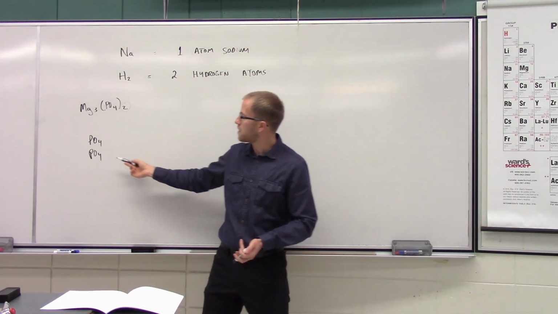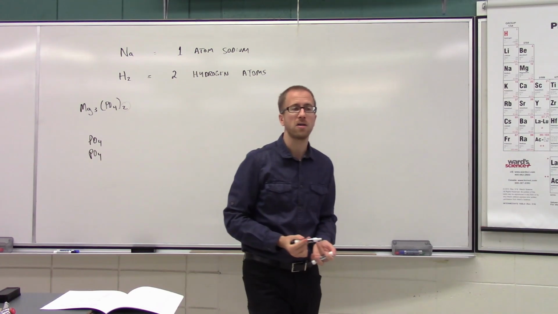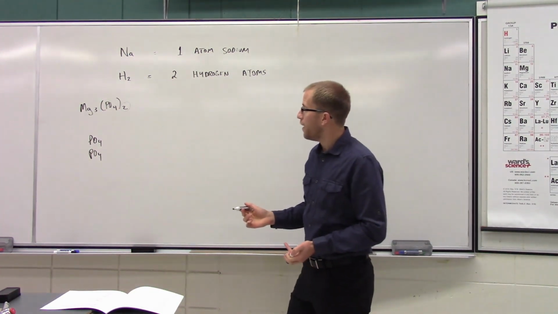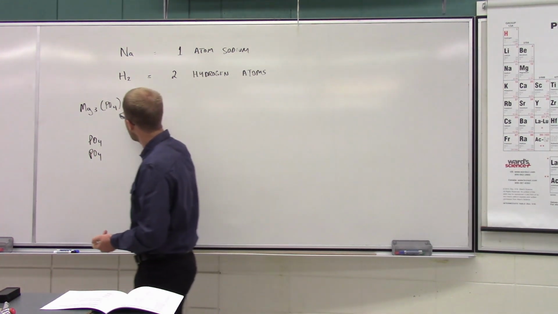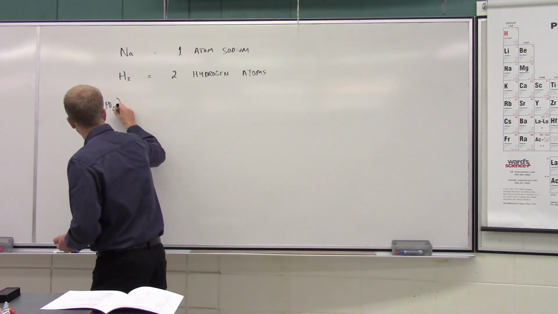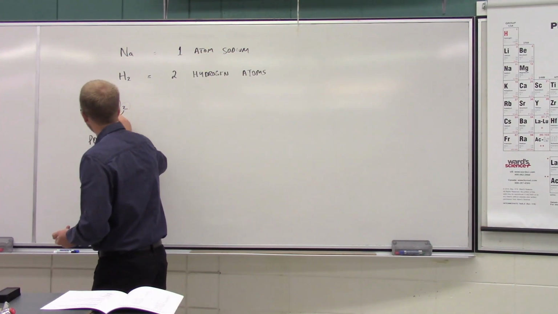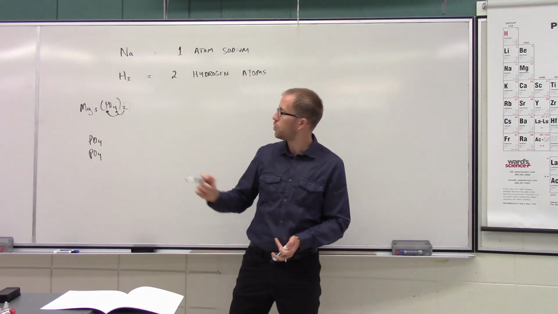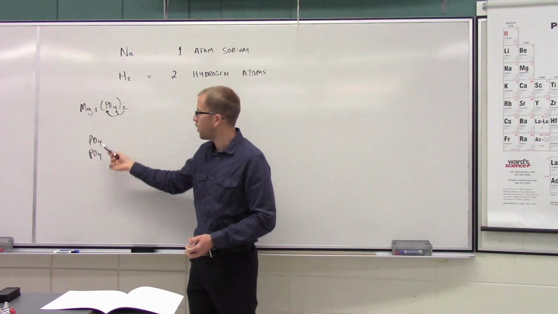So how many phosphoruses are you going to have? 2. How many oxygens? 8. Another way of thinking about this is you can just multiply this outer subscript into your inner subscripts, right? 2 times 4 is 8, 2 times 1 is 2.